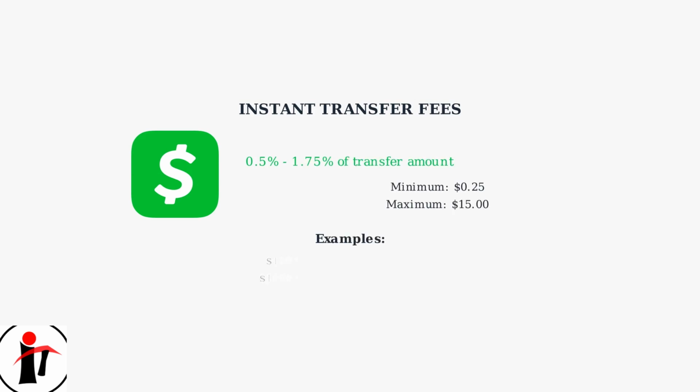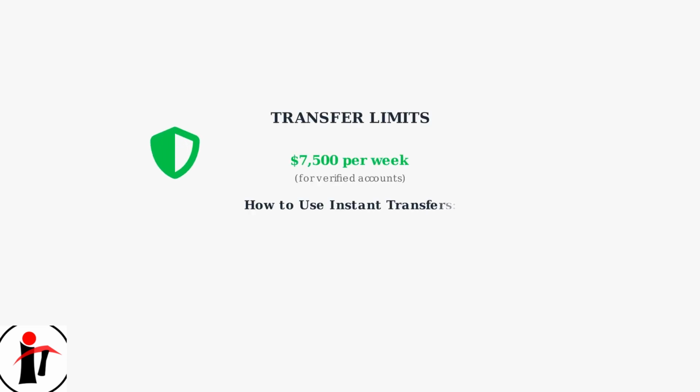The fee ranges from 0.5% to 1.75% of the transfer amount, with a minimum fee of 25 cents and a maximum of $15. Verified Cash App accounts have a transfer limit of $7,500 per week. To use instant transfers, follow the same steps as standard transfers, but select the instant option when prompted.